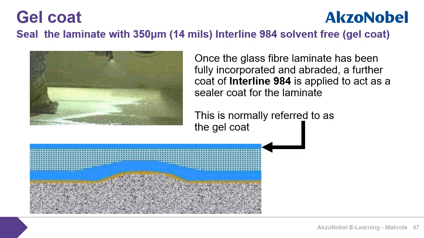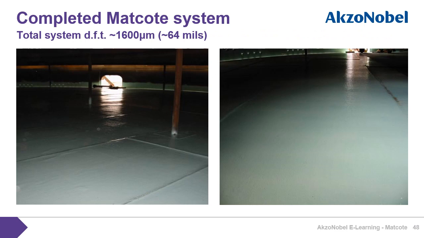The final step in the coating system is the gel coat. The gel coat's used to seal the laminate system, and around about 350 microns or 14 mils of Interline 984 is typically specified. This slide shows two photographs of the complete Matcote system at a typical system DFT of around about 1600 microns or 64 mils.